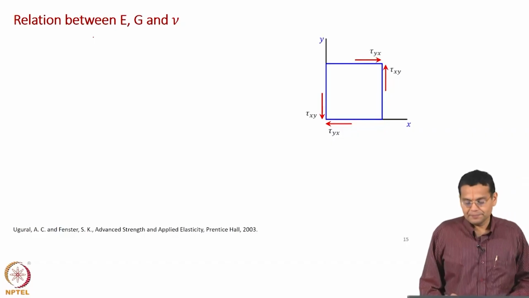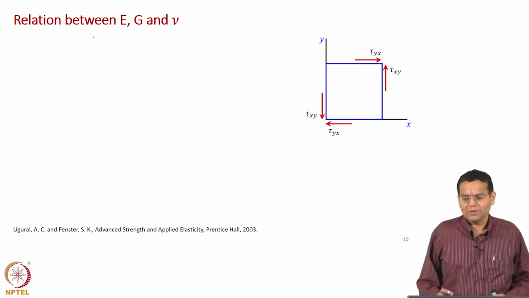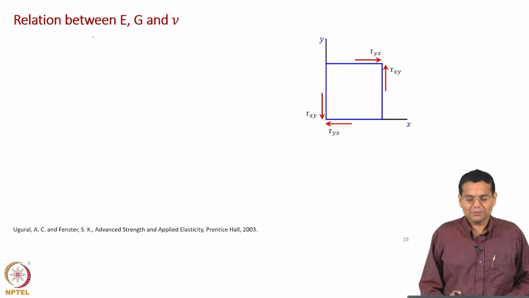Now we will derive the relationship between the Young's modulus E, the shear modulus G and the Poisson ratio nu. Different books follow different ways of deriving it. I am following the book by Ugural and Fenster, Advanced Strength and Applied Elasticity. Only for this part I have referred to this book because it was in line with what we have discussed. First I will give an overview of how we are going to proceed.